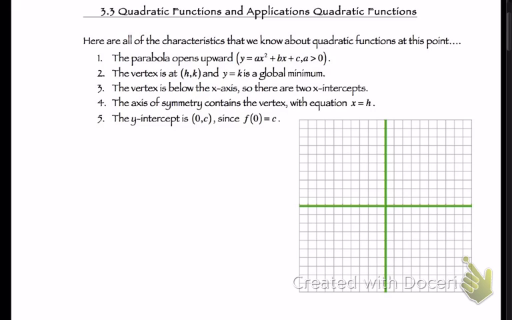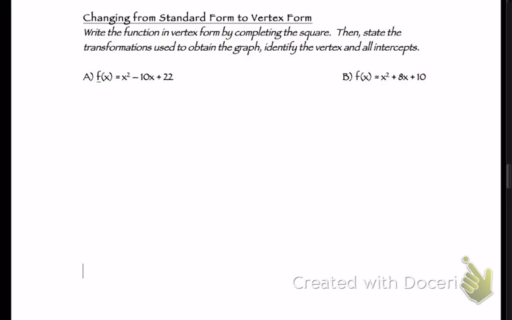Before you go any further in this video, if you need to revisit how to complete the square, you should find that video on how to complete the square and refresh your memory, because that is what we are going to do in order to put our functions into vertex form.